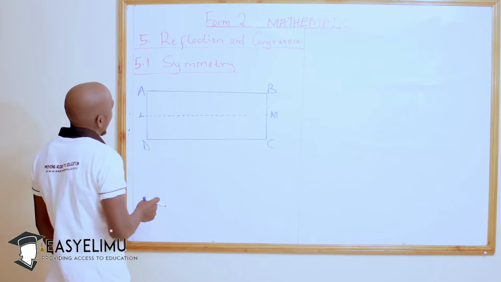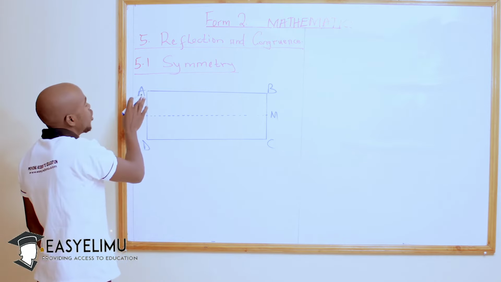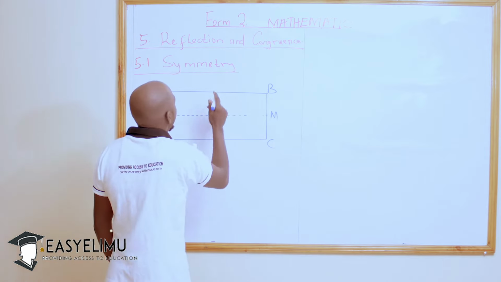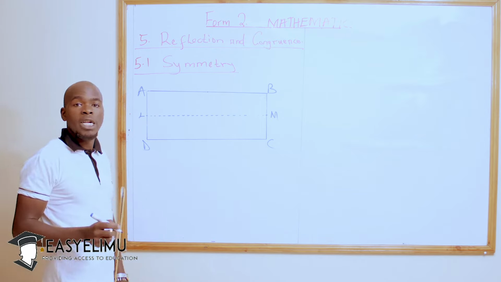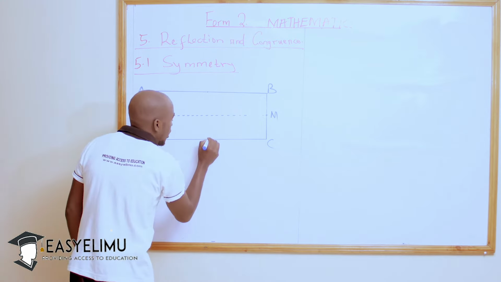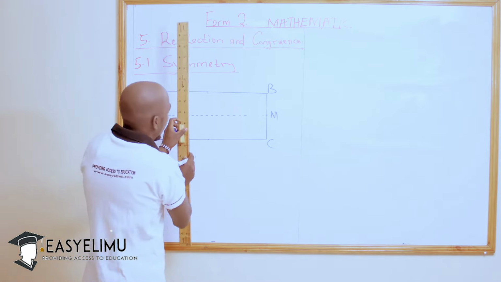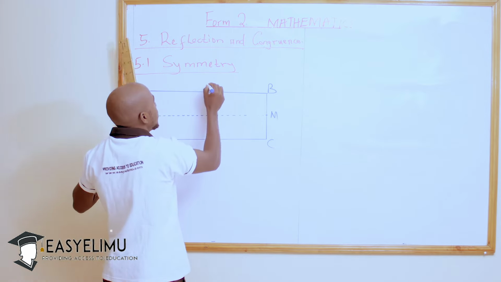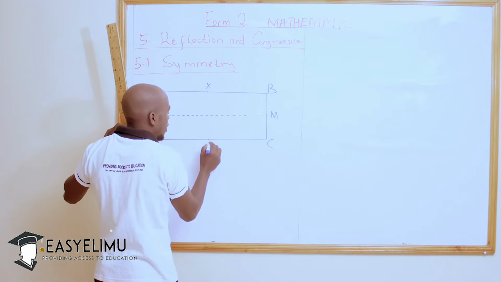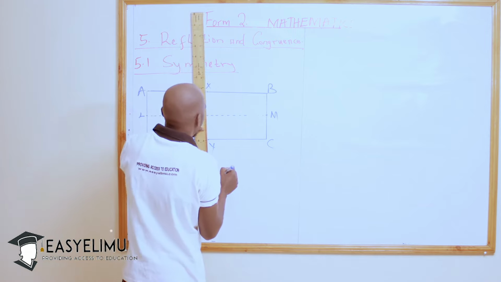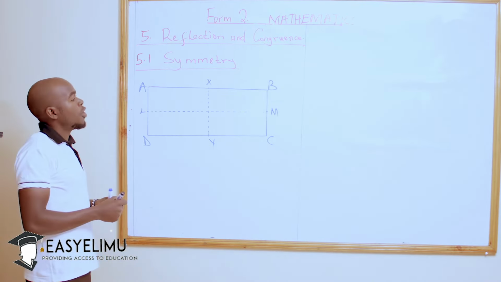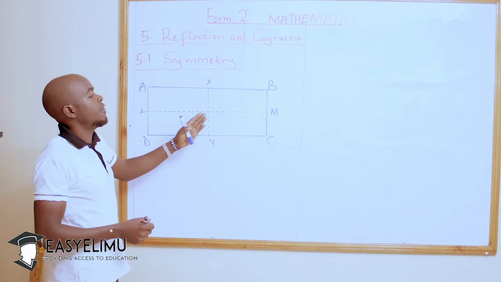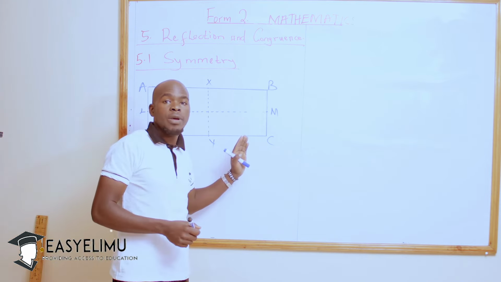In another way, we can also construct a midpoint of AB at this point, and also the midpoint of DC at this point. Let this one of AB be X and this one be Y, and we join the two midpoints.